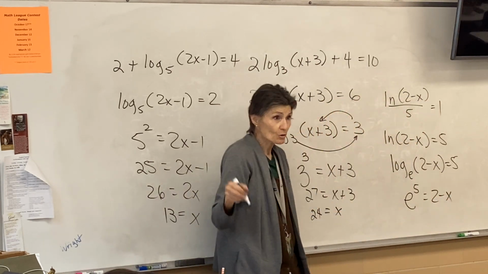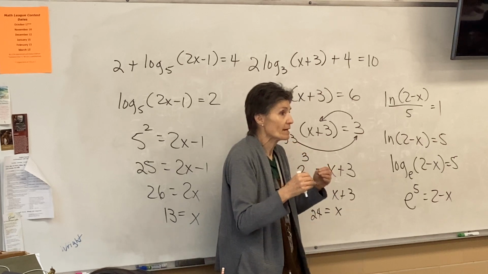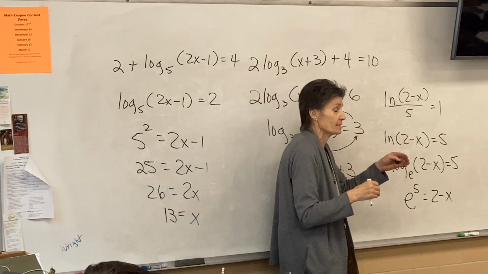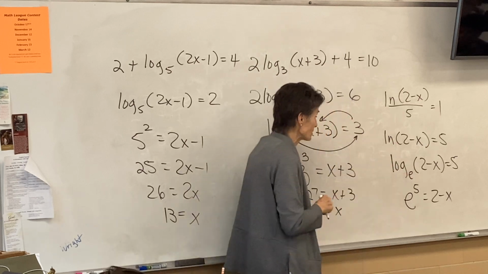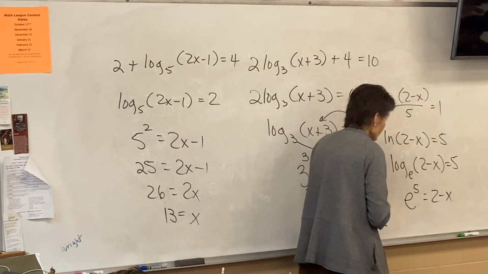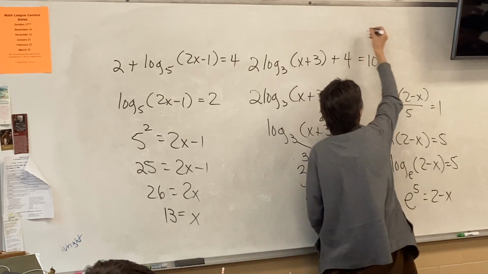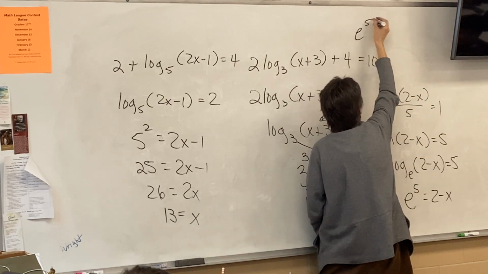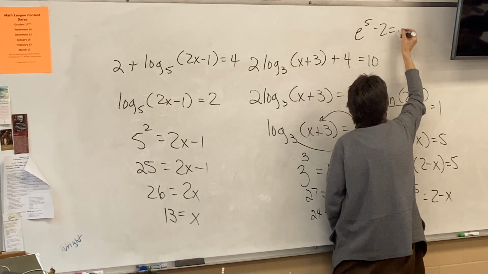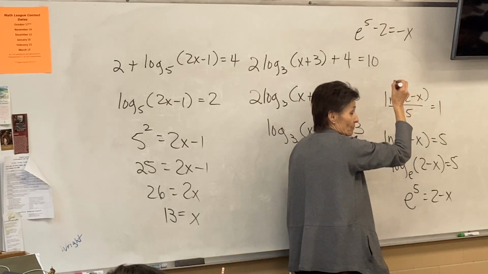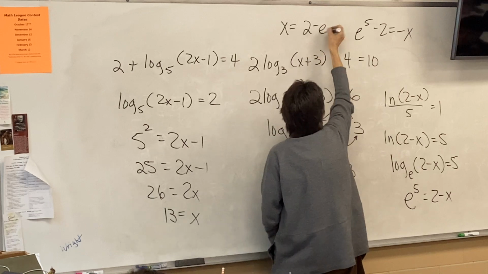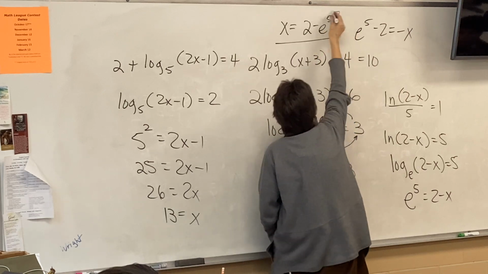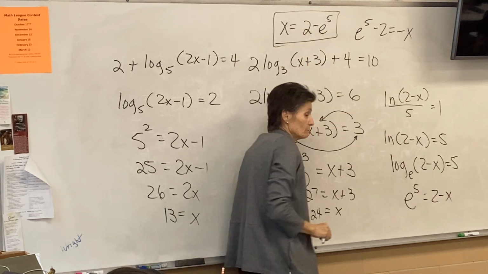We are not concerned about having e in our answer. e is a constant, just like pi. It's okay to have e in your answer. So then what? You would move the 2 over. So e to the 5th minus 2 equals negative x. And negative e. So x equals 2 minus e to the 5th? Yep. That is exactly right, Julie, nice work.